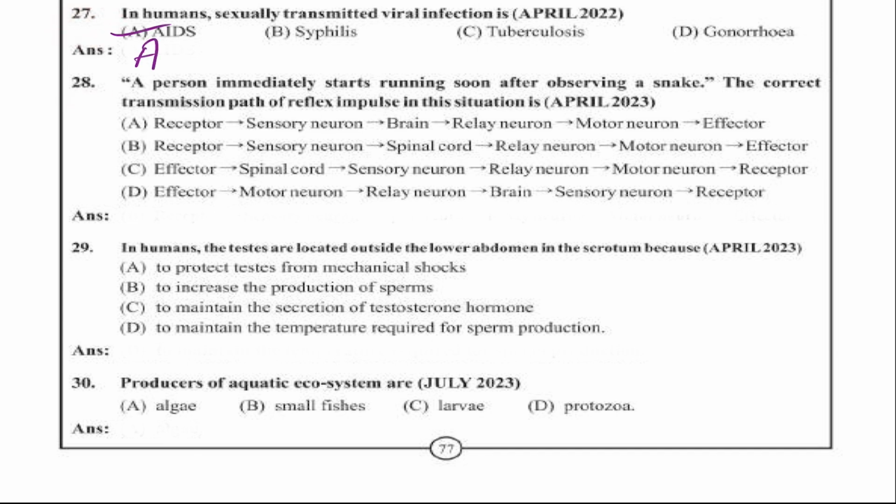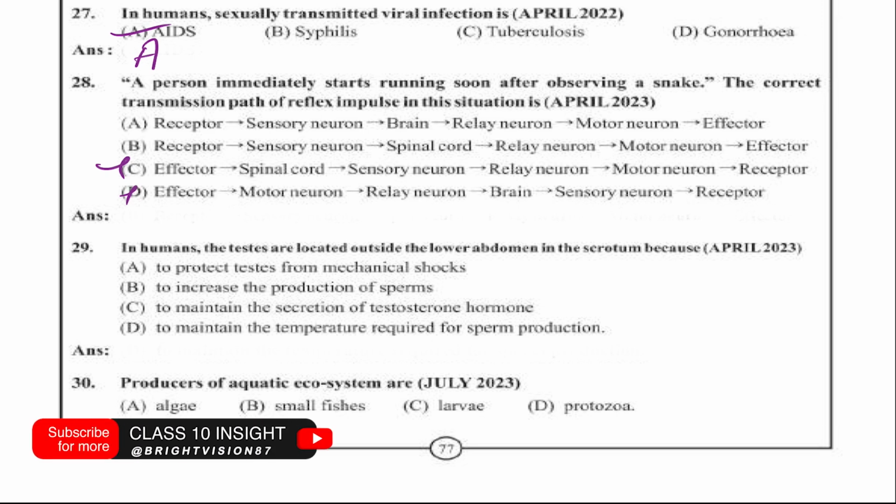28th question. A person immediately starts running soon after observing a snake. The correct transmission path of reflex impulse in this situation is. So first it is receptor. Which are the options having receptor? It is A and B. So C and D are ruled out. So we have to compare whether it is in A or B.